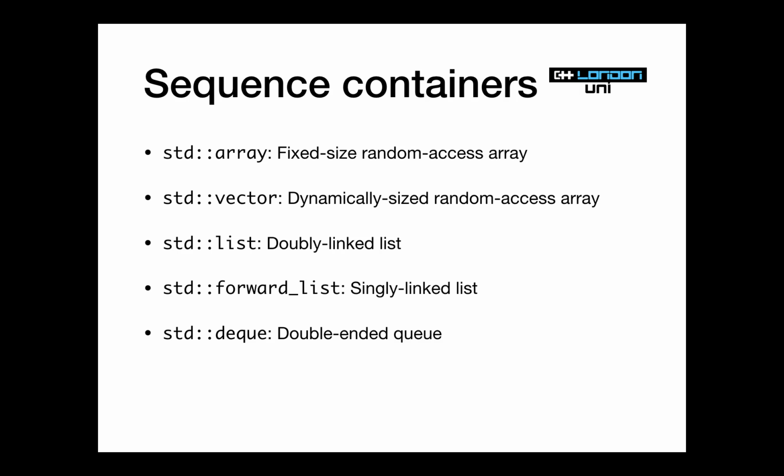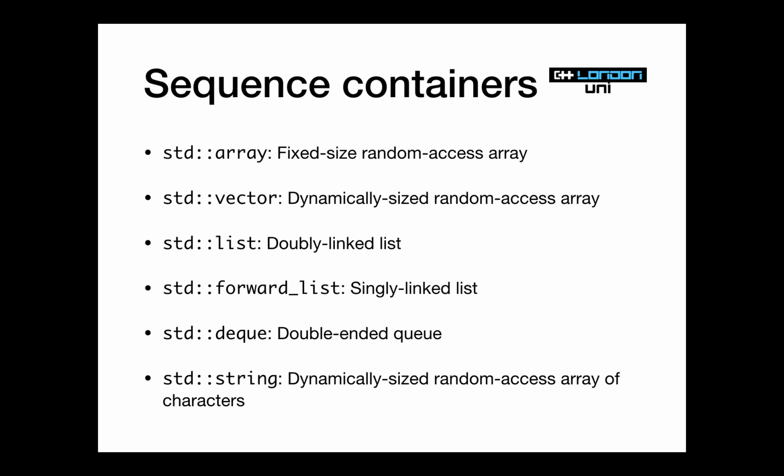Singly linked list. So you can only move forward through the list. And there's this thing called a deque. It's a double-ended queue. And then it's not really a sequence container, or at least it's not included in that part of the standard document. But to all intents and purposes, a std::string is a kind of sequence container. You can think of it as like a vector that's specialized for holding characters.